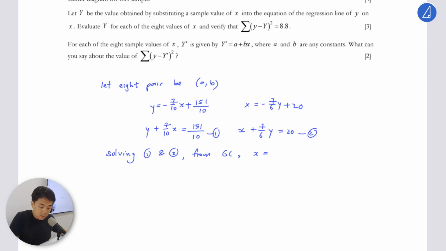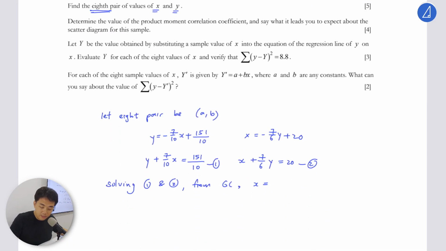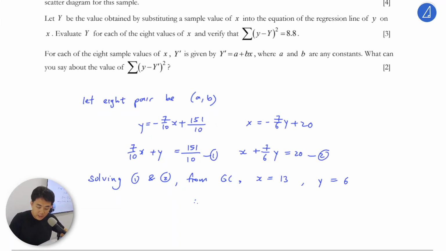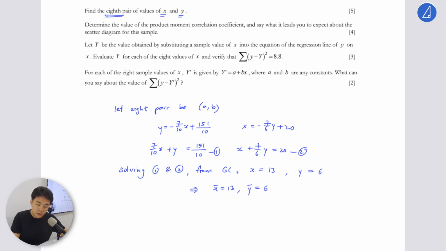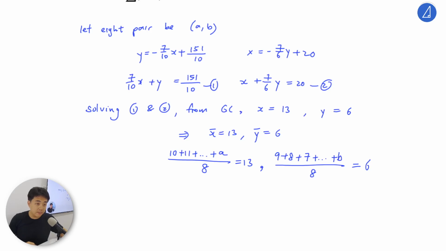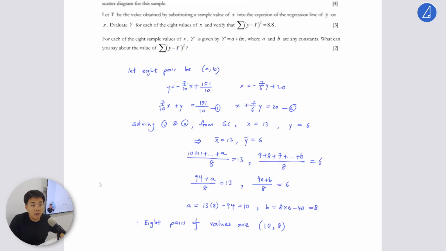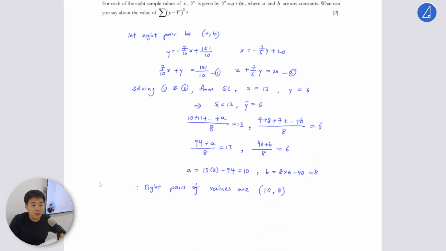So you just solve simultaneous equations. I take the first line equation, the second one, and solve it. Then from the GC you find the x bar, y bar. The intersection will be the x bar, y bar. Hence x bar equals 13, y bar equals 6. And you just find the average of all the values that you have. So the 8th pair will be what? This is the 8th pair of values of x and y.